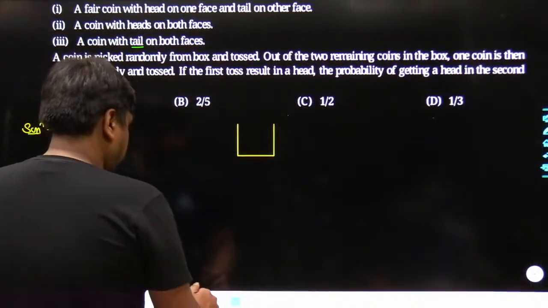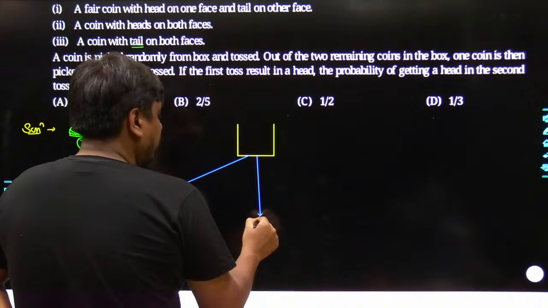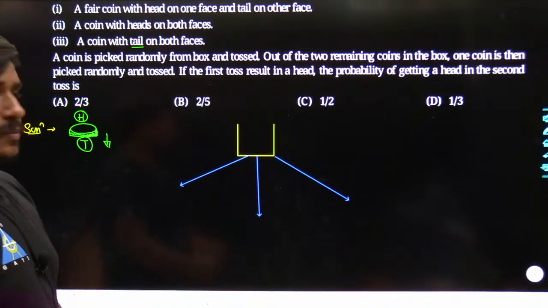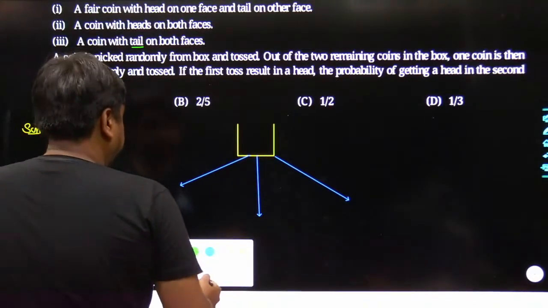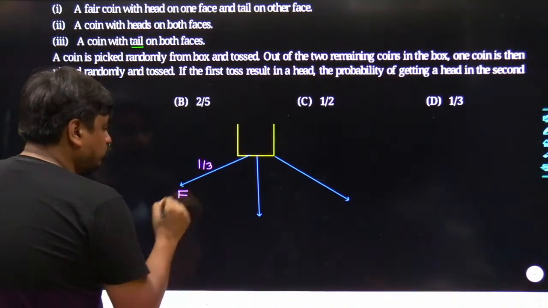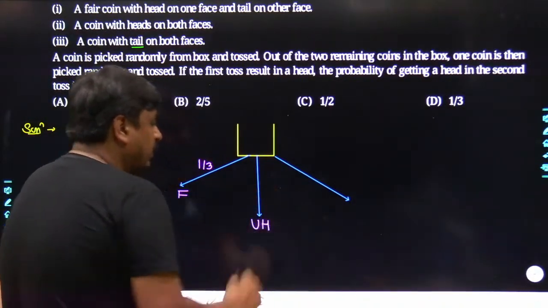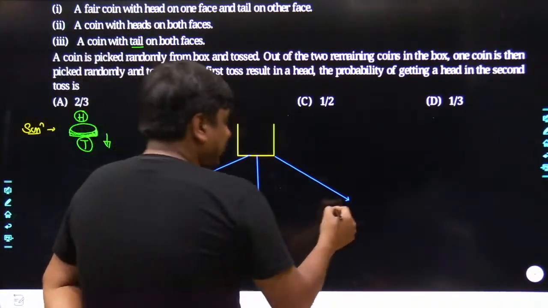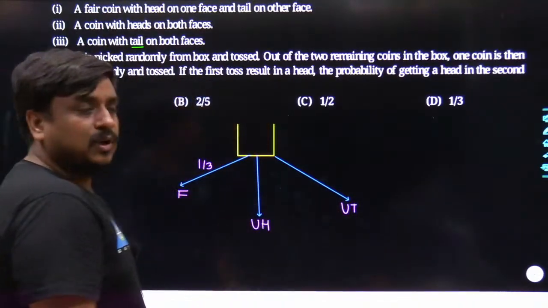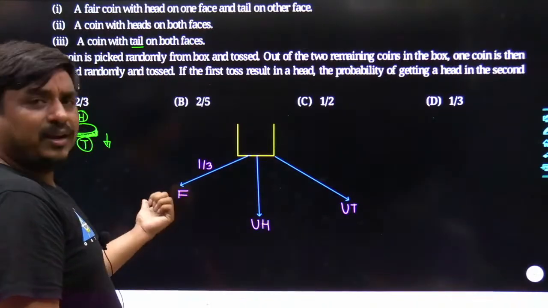So here we are going to have 3 bifurcations, or you can say 3 branches, in the initial tree structure. What are they? Possibility that you would be selecting a fair coin. Possibility you would be selecting an unfair coin which contains head on both faces. Possibility you would be selecting an unfair coin where both faces are tail. May I know what would be their selection probability? Until and unless you have selected the fair coin, I cannot talk further now.